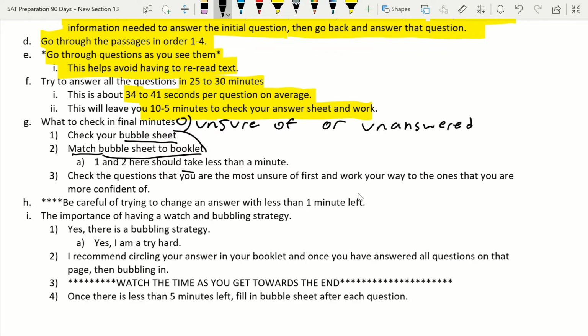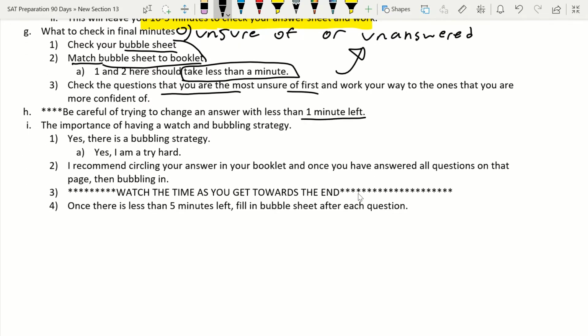Obviously, that should take less than a minute. That should be pretty quick, especially with the writing section. Since it's only 44 questions, you should be able to get that done in less than a minute. All right, and then check the questions that you're most unsure of first, the unsure ones and unanswered ones, work through those first. Then be careful about changing your answers with less than a minute left. Make sure you have a watch, and use that same bubbling strategy I talked about before.